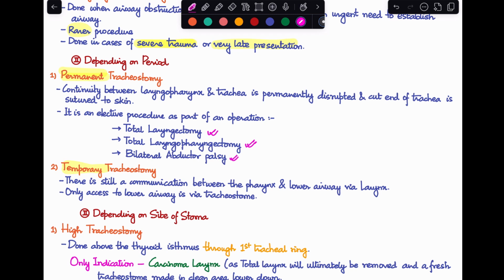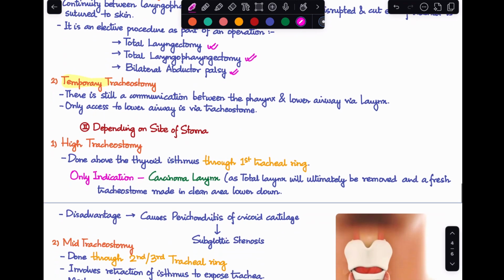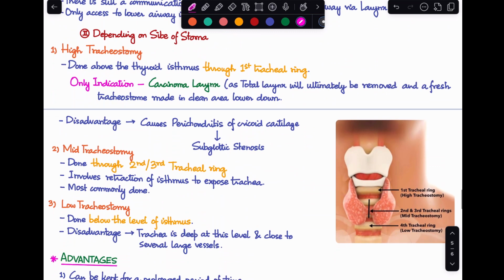Second is temporary tracheostomy, where a communication between the pharynx and the lower airway is still maintained via the larynx. These are cases of temporary tracheostomy. Here, the only access to the lower airway is via the tracheostome. So a temporary tracheostomy is only for a very short period of time. So that's about the classification based on the period. Third classification is based on the site of the stoma or where we place the incision. So according to this, we can divide tracheostomy into high, mid, and low tracheostomy.